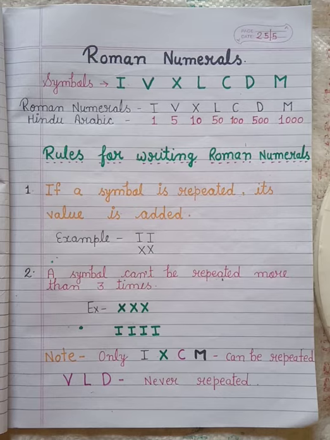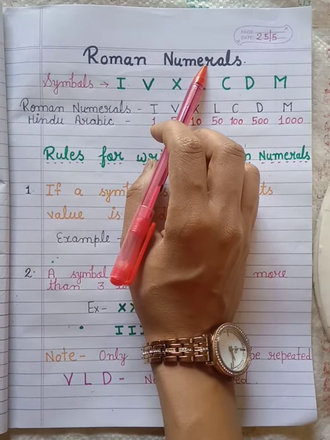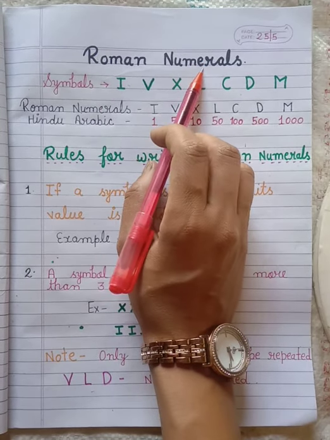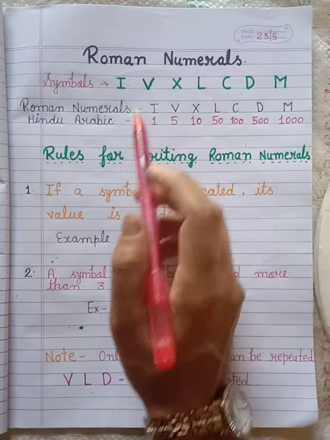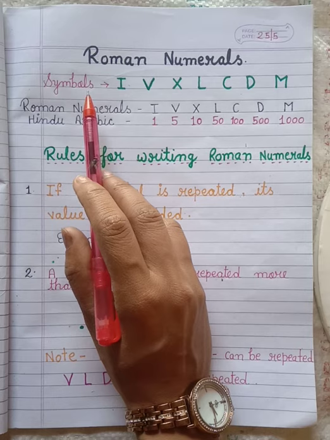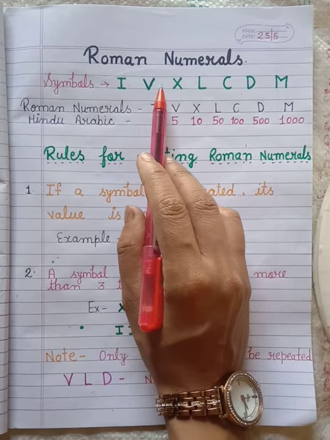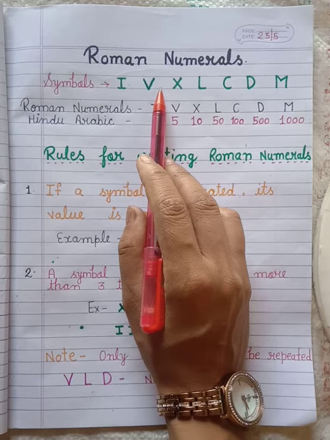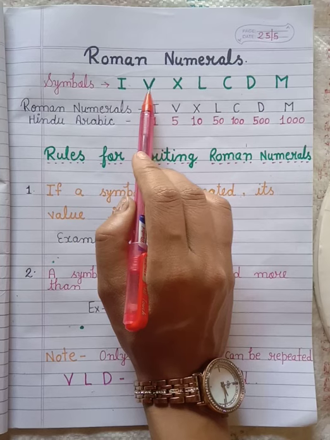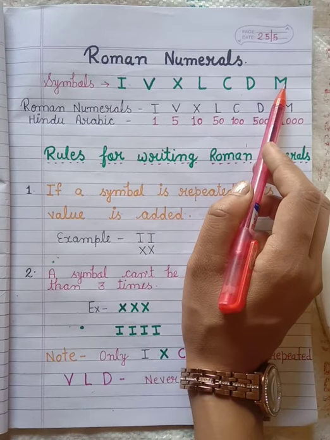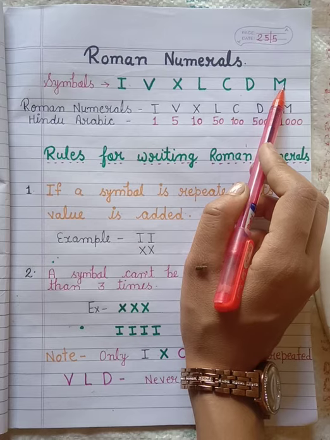Today, through this video, we are going to learn a new topic, that is Roman numerals. In this video, we will learn what Roman numerals are and what the rules to write Roman numerals are. Basically, Roman numerals are from ancient Rome. There are 7 basic symbols to write the Roman numerals: I, V, X, L, C, D, M.